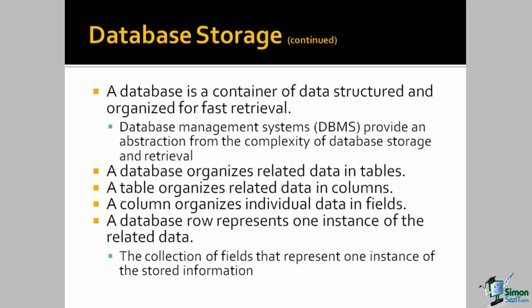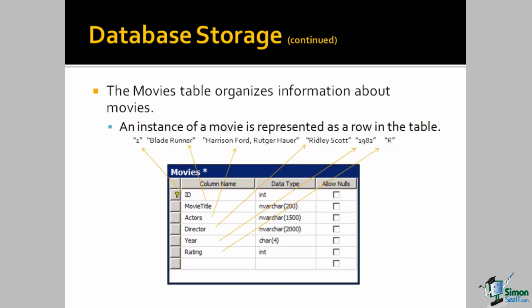So what is a database? Well, a database is just a container of structured data that's organized for fast retrieval. That's the key. A database is all about giving us the data that we ask for as quickly as possible. A database is organized in tables. The tables are organized in columns. The columns organize the individual data fields, and a row within a table represents an instance of related data. As an example, we have a movies table that organizes information about movies.